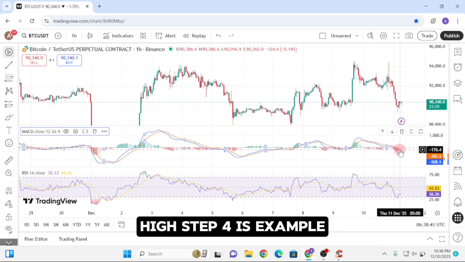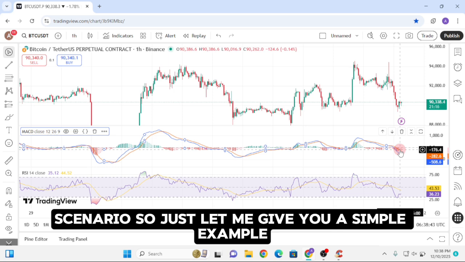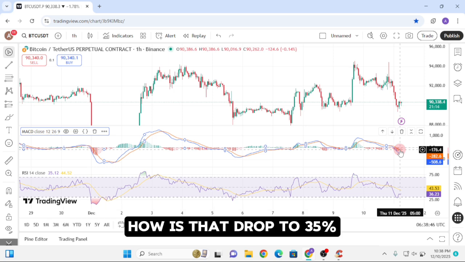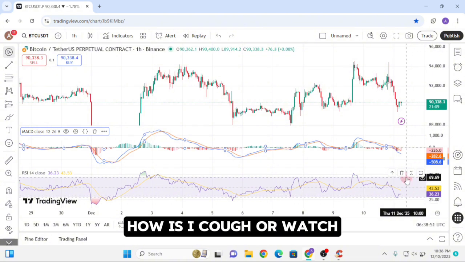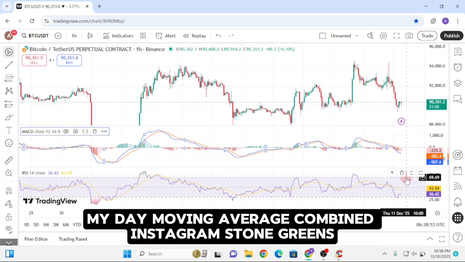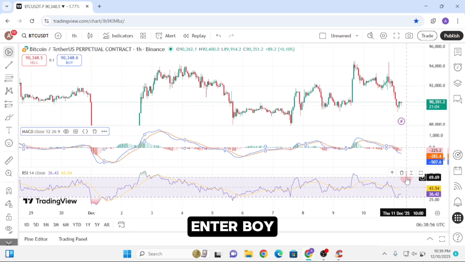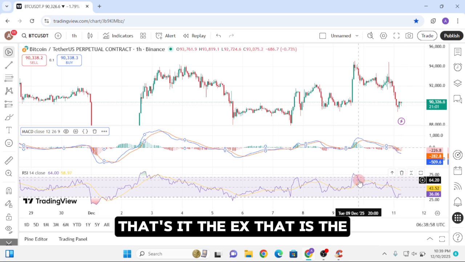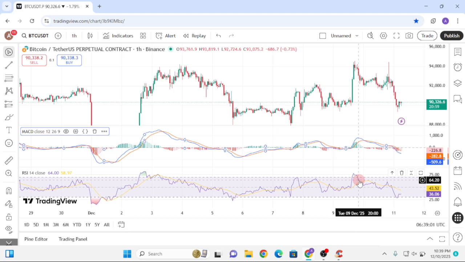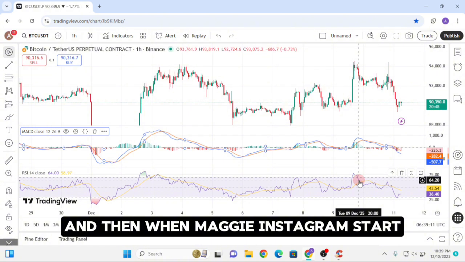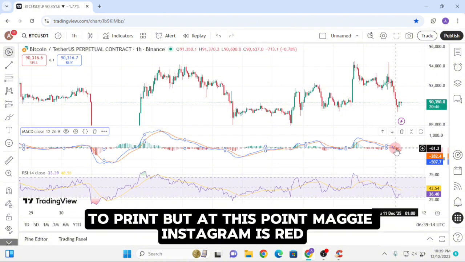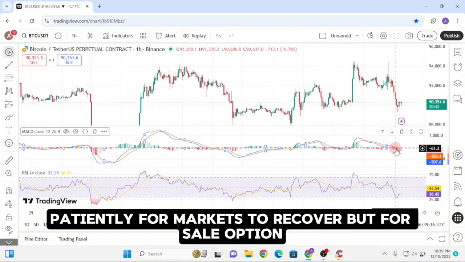Step 4 is an example scenario. Let me give you a simple example. RSI dropped to 35 like this. RSI curves upward, MACD histogram turns green, enter buy. So that is the simple scenario of a buy setup: when RSI drops to 34, when RSI recovers upward, and when the MACD histogram turns green. But at this point, the MACD histogram is red, so you just have to wait patiently for the market to recover.